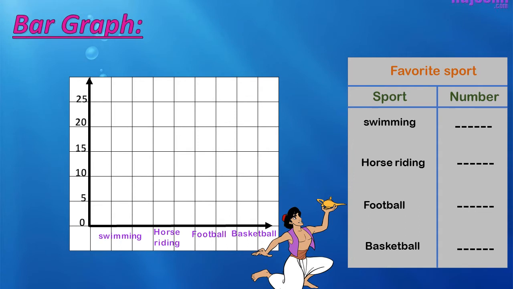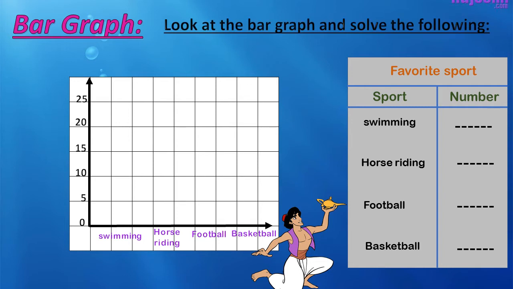What do we mean by saying represent the data by using the bar graph? We are going to represent the data by using bars. Now, look at this example. Look at the bar graph and solve the following. This bar graph is talking about favorite sports.